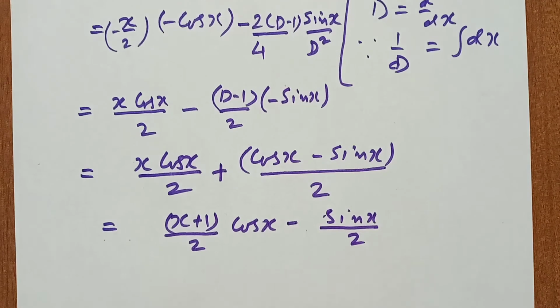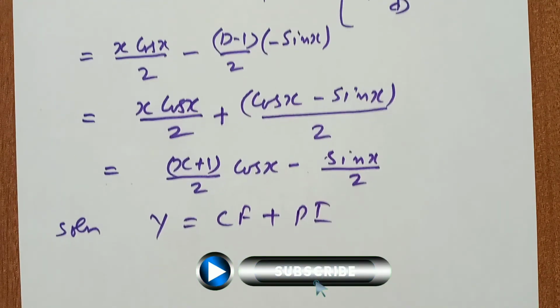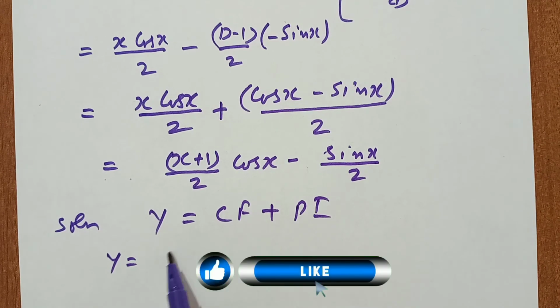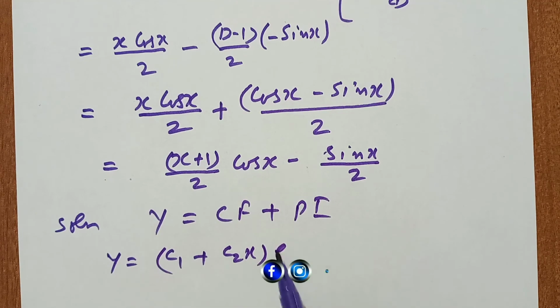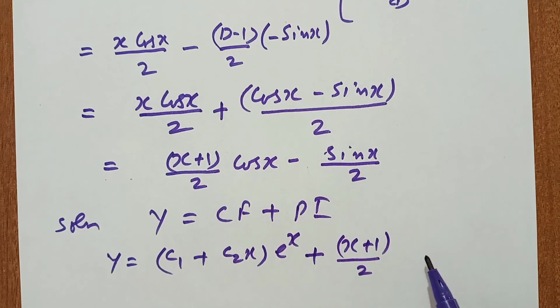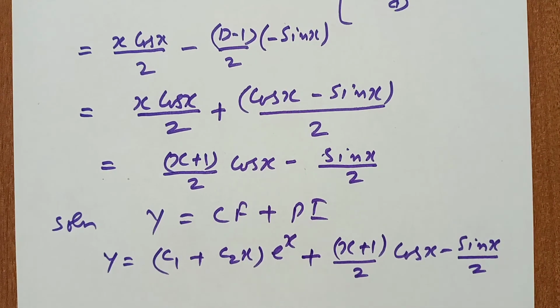So this is PI. Now the solution. The solution is y is equal to CF plus PI, okay. It means y is equal to (c1 plus c2 x) e to the power x plus (x plus 1 by 2) cos x minus sin x by 2, okay. So this is the answer.